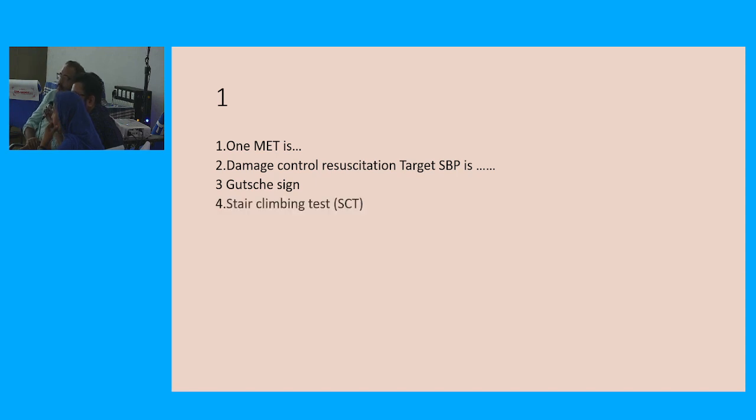First question. Time starts now. What is 1 MET? Pass. Damage control resuscitation targets systolic blood pressure at? 90. Very good. 2 marks for them. What is Gutsche sign? Pass. Next question. What is stair climbing test? Pass.